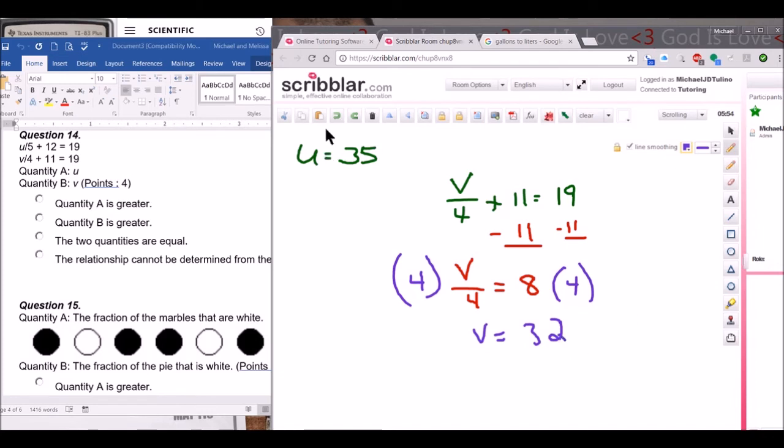Okay, so which means the u ends up to be larger. It's 35, so the u is larger.